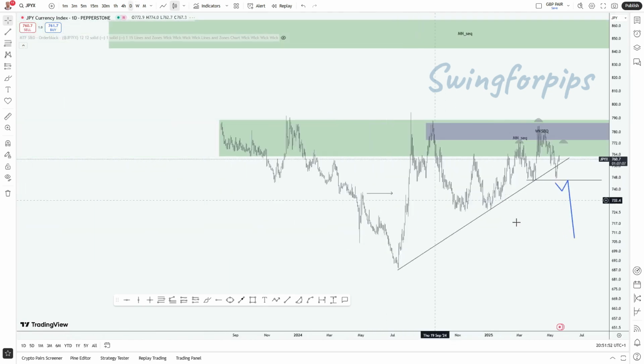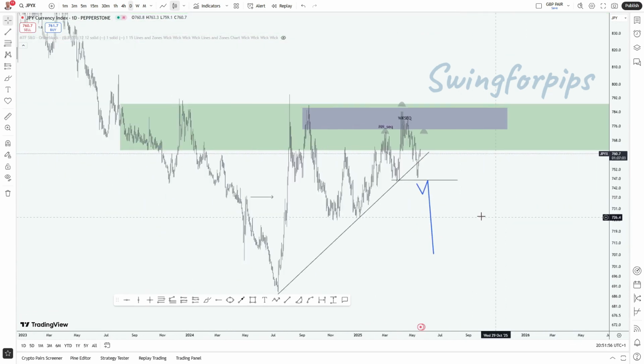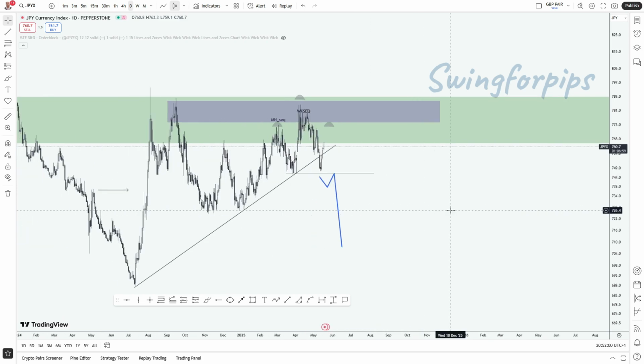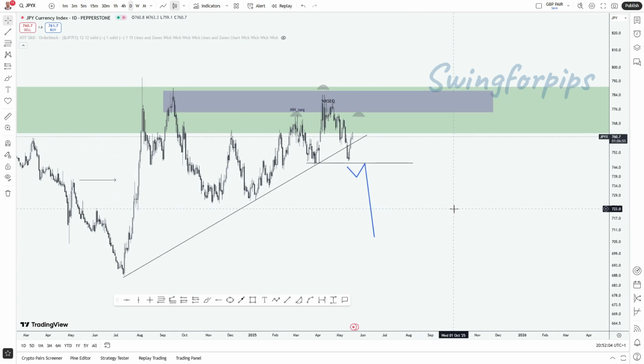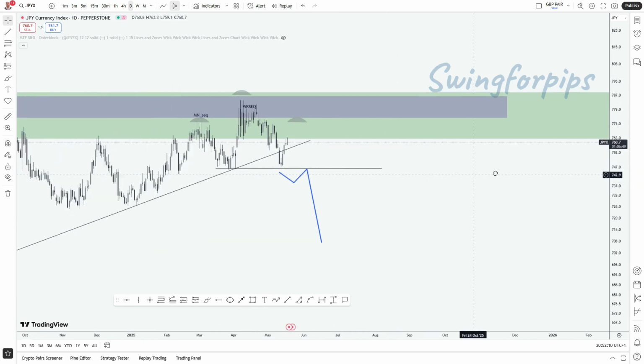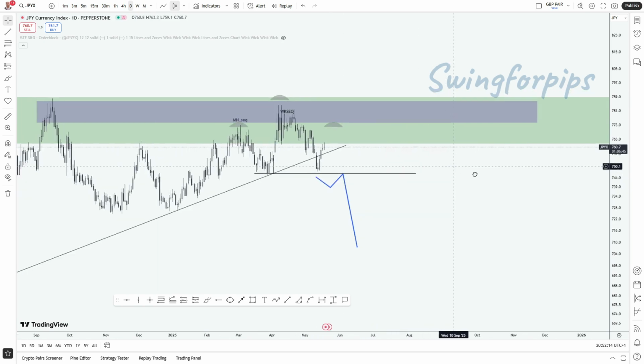This is where the market actually gets interesting. Now what I'd like to point out is this. The monthly is bearish, the weekly is bearish. However, we're having a sort of bullish consolidation on the daily time frame, so we have to be careful right here.